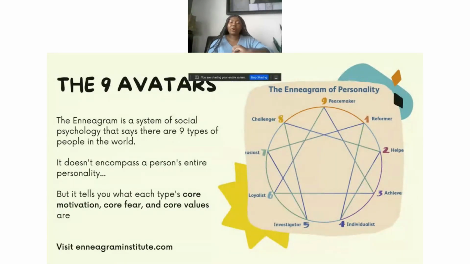That's when I stumbled upon something called the Enneagram. And I don't want you to get scared off by the new agey name. It's not like astrology. The Enneagram is a system of social psychology. And it basically says there are 9 core types of people in the world. And it doesn't encompass the entirety of a person's personality. It's mainly focused on how this person thinks, how they view the world. And particularly, it drills down into each type's core fear, core motivation, and core values.